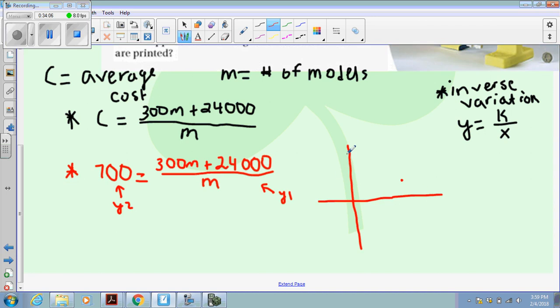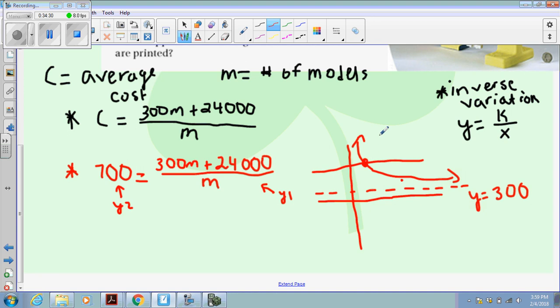Okay. So we basically had our graph. And also notice that we're actually going to have an asymptote at y equals 300. Because using that form of a divided by our c value, that gives us our horizontal asymptote. And then here, we're just going to say this was our 60 and then 700. So that means m must equal 60.